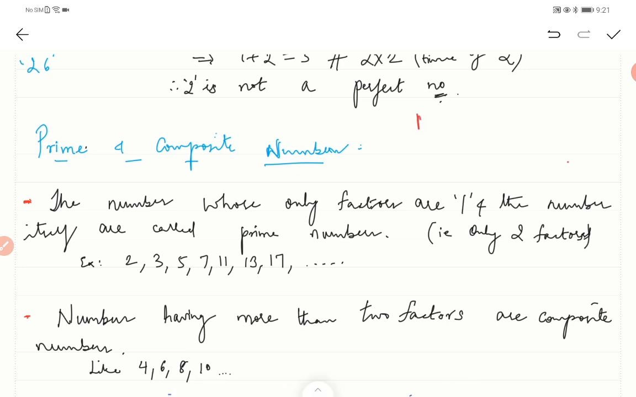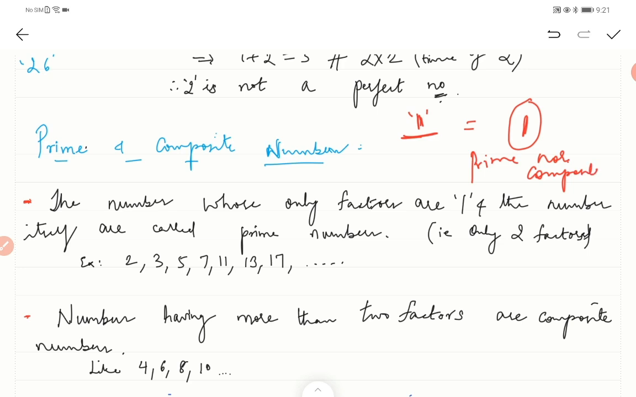Yes, number 1, what are the factors of 1? It is only 1, isn't it? So 1 and itself, it is only 1. So this number 1 is neither prime nor composite, isn't it?